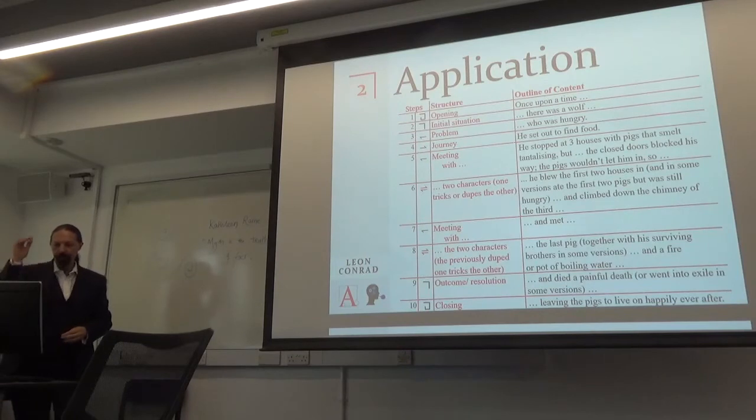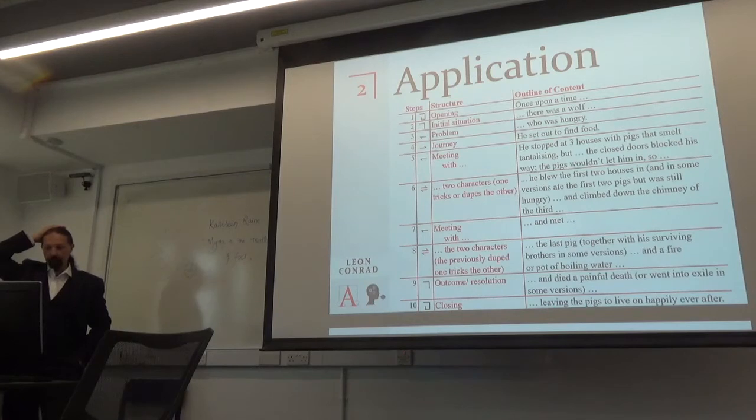So this is the wolf's storyline. Once upon a time there was a wolf who was hungry. That was his problem. He set out on a journey to find food. His meeting was at the door of 3 houses in turn, but the doors stop him from getting to the pig behind the door. So what does he do?